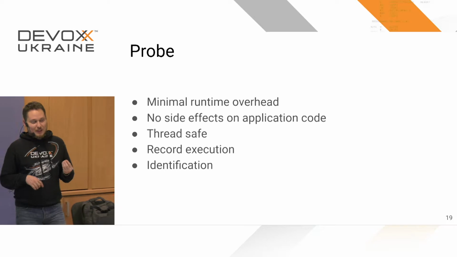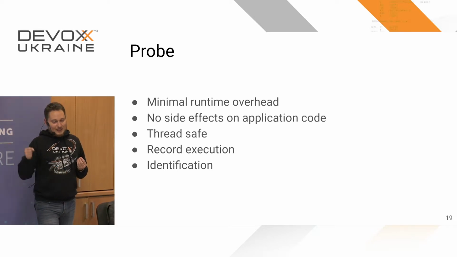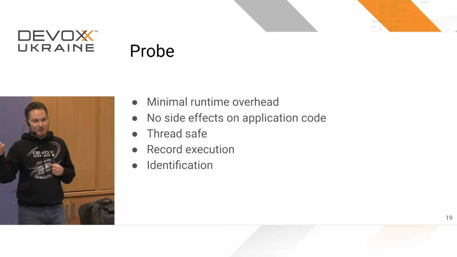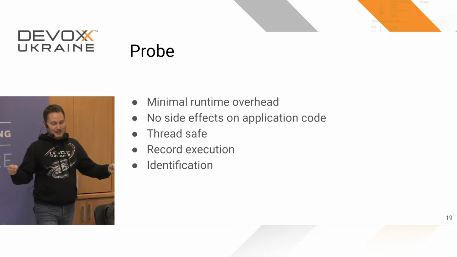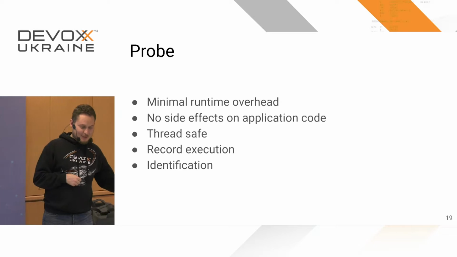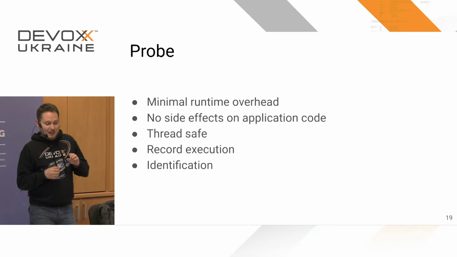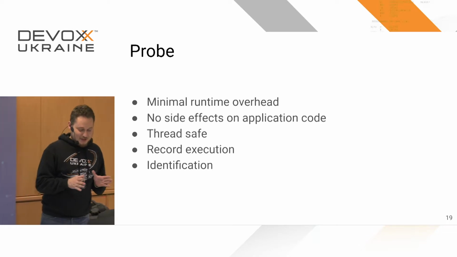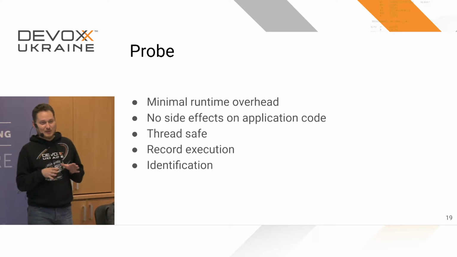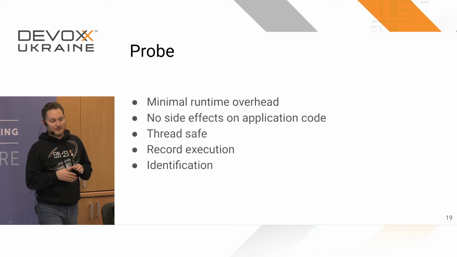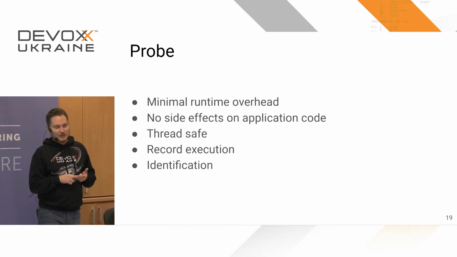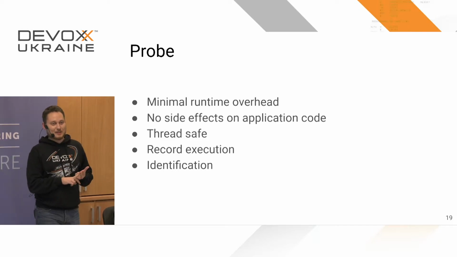And it should be identifiable. So knowing that we reached this probe, we should be able to come back to your class file and say, well, we reached this point. Do you have any ideas of a Java language construction which satisfies all those requirements? Thread safe, identifiable, records the fact that something was executed.